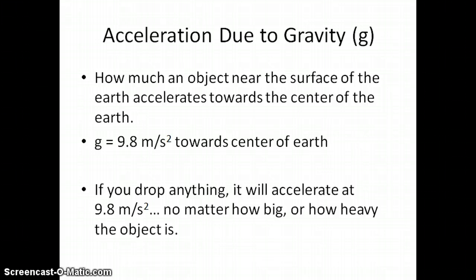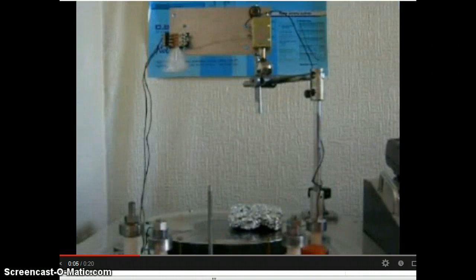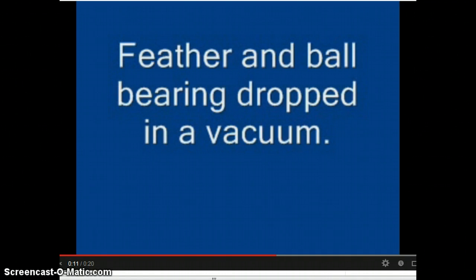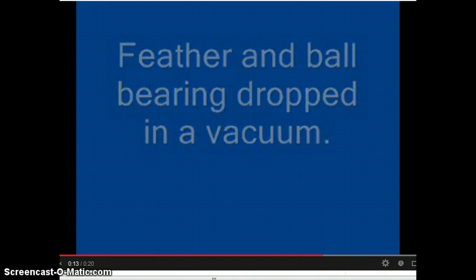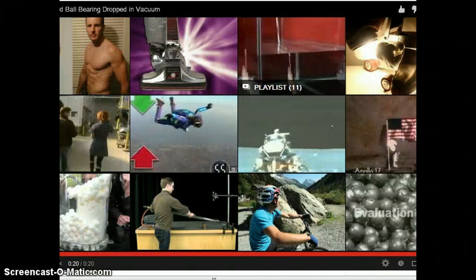The first one is going to be a feather and a ball bearing. They're going to be dropped. So let's get started. Here it's at atmospheric pressure, which means it's in the air. They're dropped at the same time, and obviously the feather takes some time. That's because of air resistance. Now all the air is being removed, and we're in a vacuum. They drop them at the same time, and as you can see, they fell at the same rate. So it doesn't matter how big or how heavy it is.